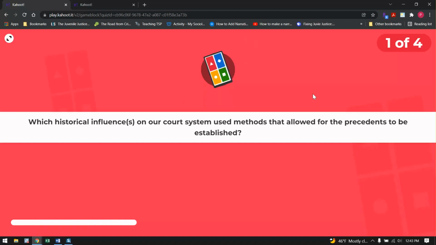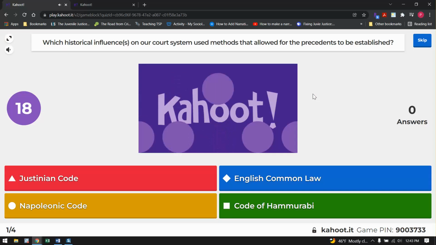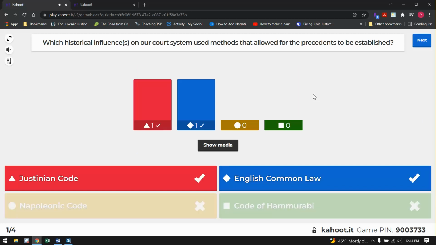Question 1 is asking you to select from the historical influences on our court system and find those influences that really made use of precedent, right? Using past cases to decide future cases. And as we talked about within lecture, the two that do this are the Justinian Code and the English Common Law. The Justinian Code had the Codex and the Digesta.